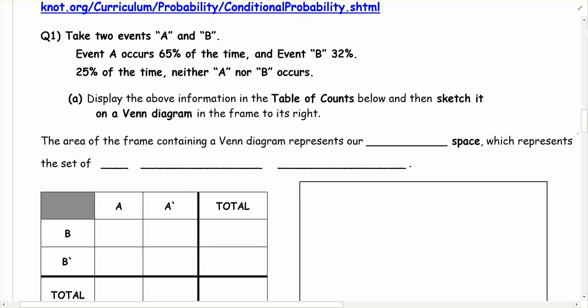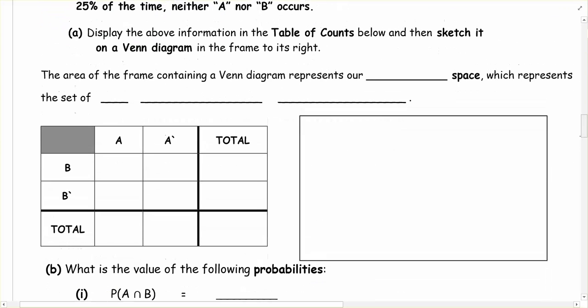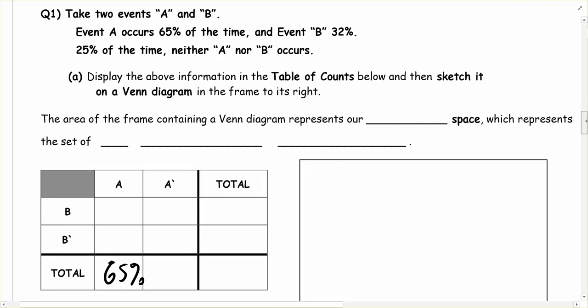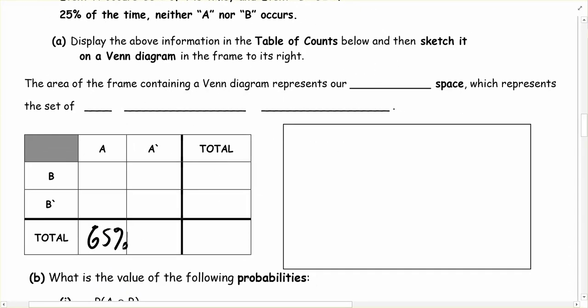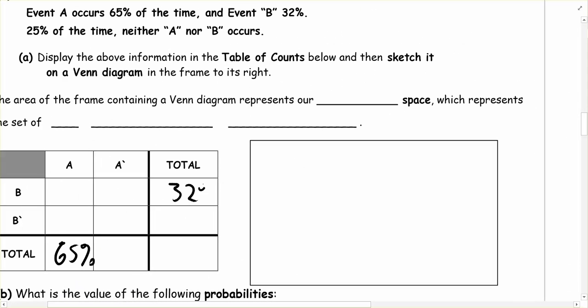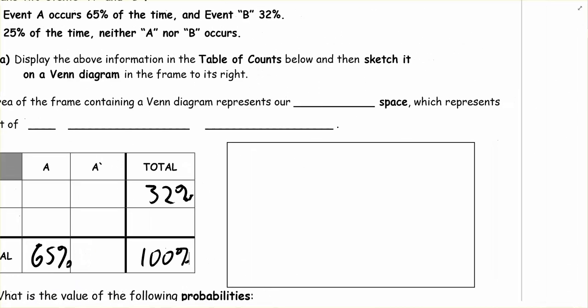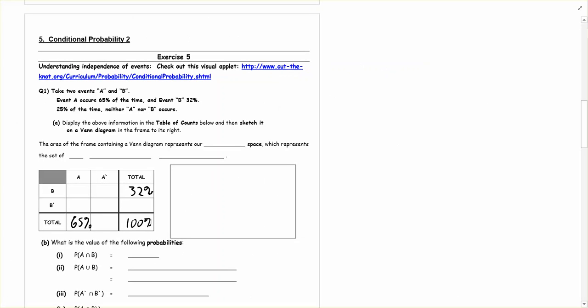So take two events, A and B. Event A occurs 65% of the time, so let's fill that in. So A is 65% of the time, or 0.65. Event B occurs 32% of the time, so 32%. The totals have to add up to 100%, we know that. And 25% of the time neither of them occurs, so not A and not B, 25% of the time.